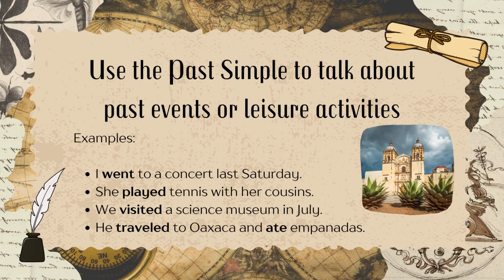To describe past events, we use the past simple. Let's read some examples together. I went to a concert last Saturday. She played tennis with her cousins. We visited a science museum in July. He traveled to Oaxaca and ate empanadas. Notice that we use the verb in its past form, regular or irregular.